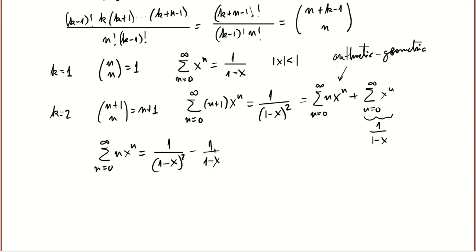If you multiply numerator and denominator by 1 minus x, what you get is 1 minus 1 minus x over 1 minus x squared, which is x over 1 minus x squared. If you remember, that is the sum of the arithmetic geometric, which we obtained at that time in a more painful way. This is a very simple way of getting that out of the Taylor expansion of this function. Now let's see what we obtain for k equal to 3.